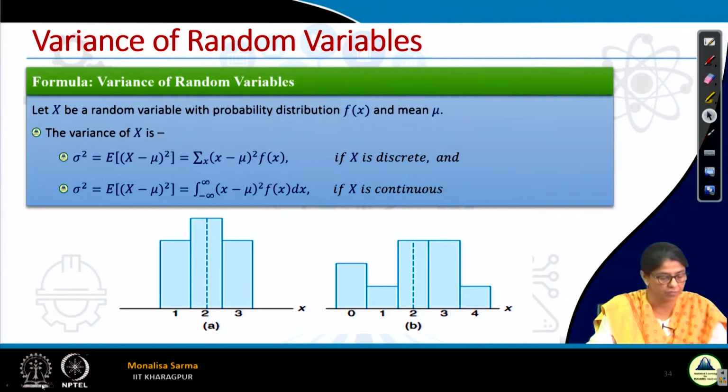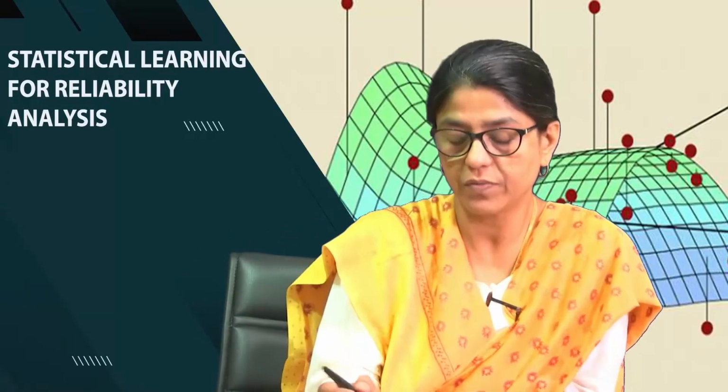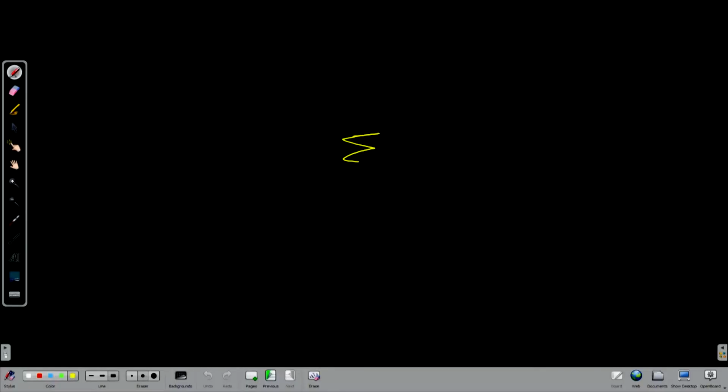So let me take the board and explain it. How did we calculate the mean of g(x)? The mean of g(x) is the summation of g(x) f(x), summation over all the values of x. Right. So what is g(x)? g(x) is a function of x, right?